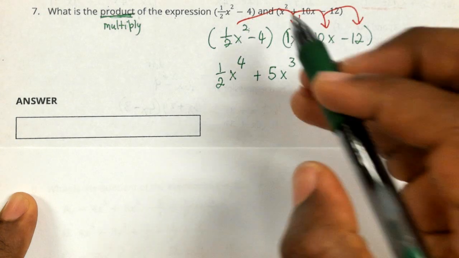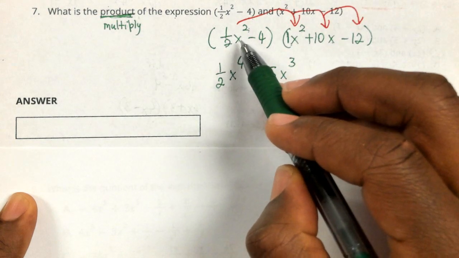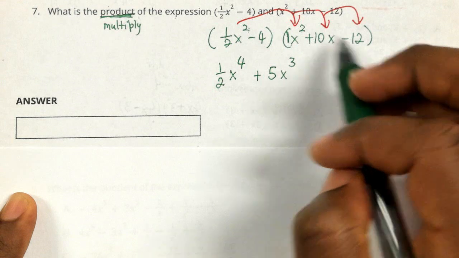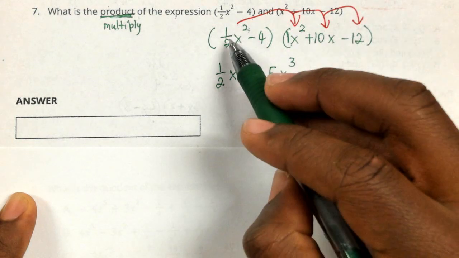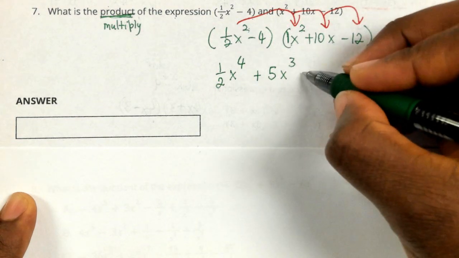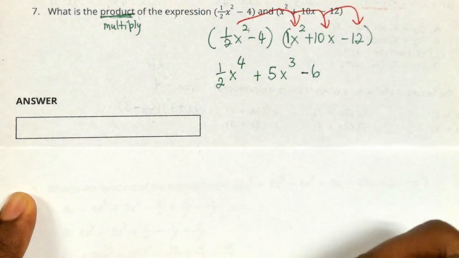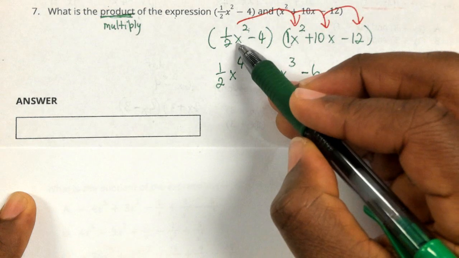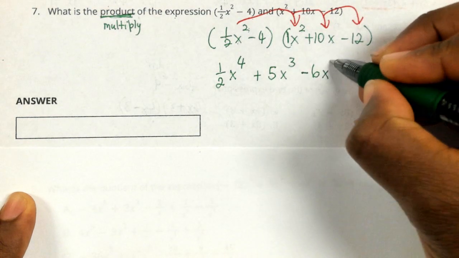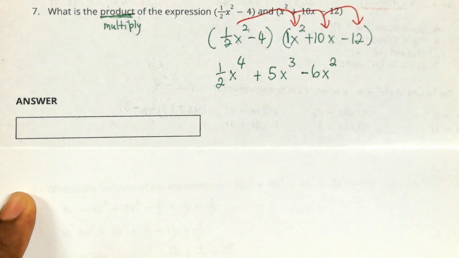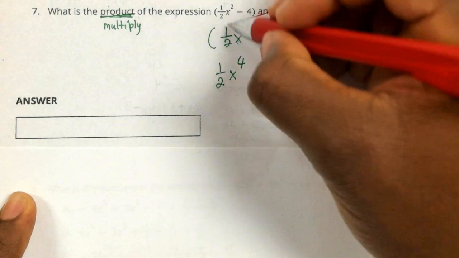Good job, guys. Now I'm going to multiply my 1/2 x squared by my next term. 1/2 multiplied by negative 12. Half of negative 12 is negative 6, okay? X squared doesn't have anything to multiply by, so I have just the x squared, all right? So now I'm done with this first term.